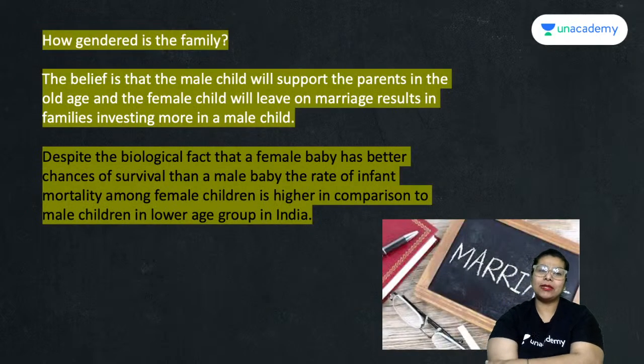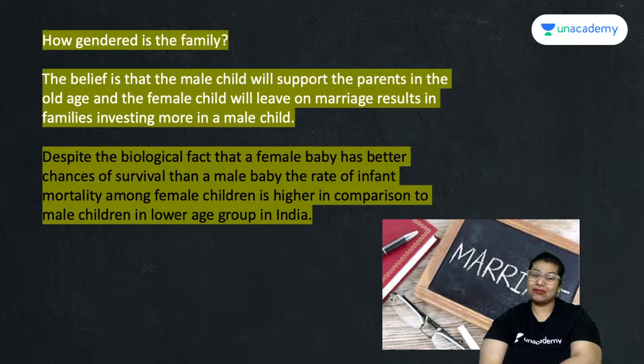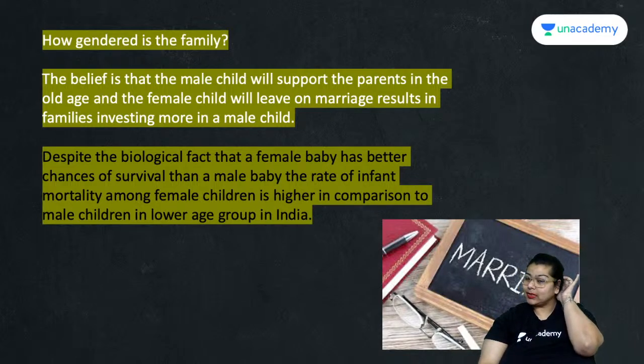So, how gendered is the family? The belief is that the male child will support the parents in old age, and the female child will leave on marriage, which results in families investing more in the male child because they feel that the male child will look after them, the others will not. Despite the biological fact that a female baby has better chances of survival, the rate of infant mortality among female children is higher. And why? Because they feel that the females will get married and leave the parents, whereas the sons will take care of their families.